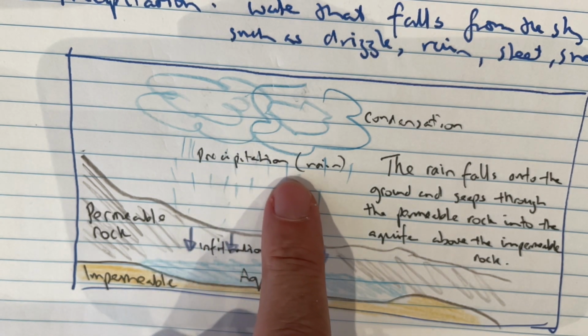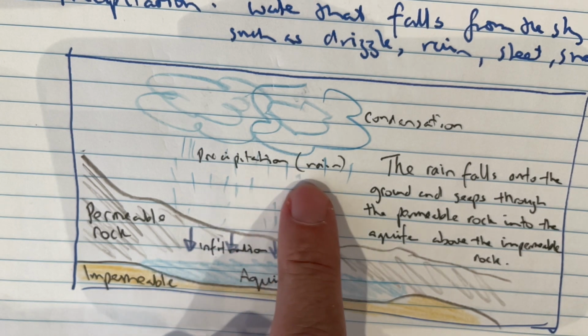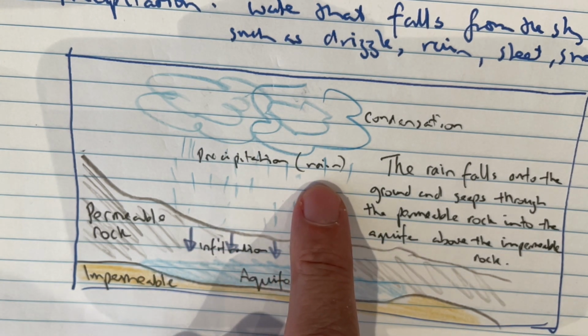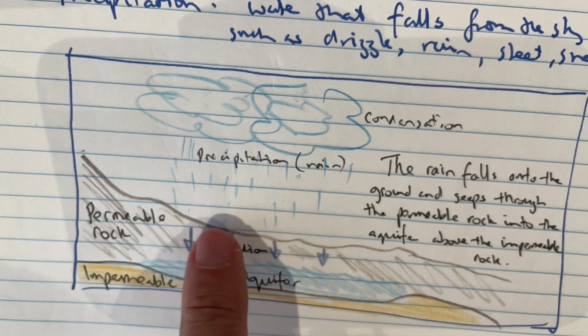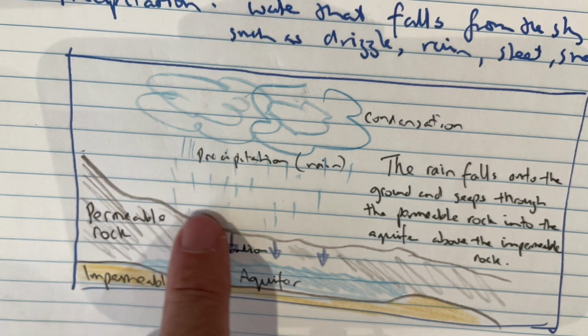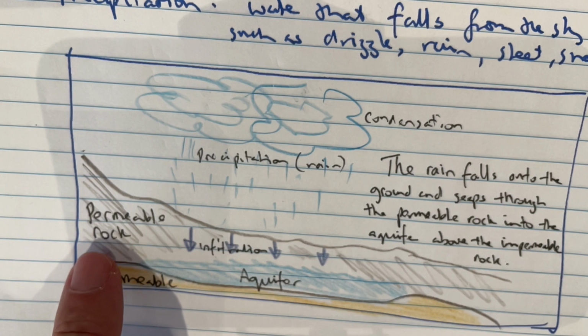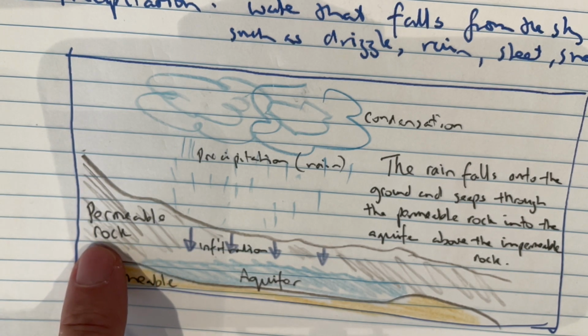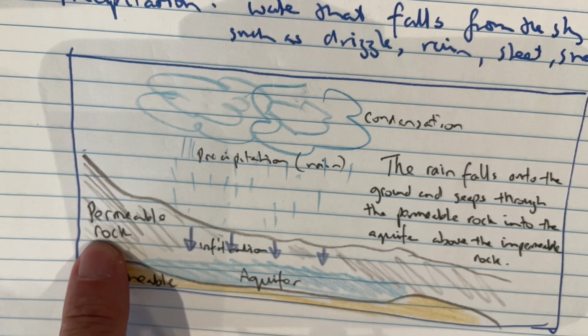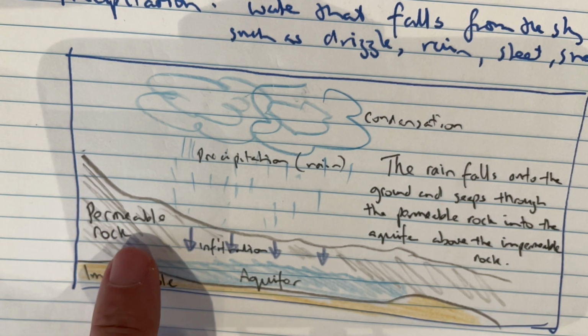That rain's going to fall down onto our ground. Now, our ground is made up of two types of rock. The first type is our permeable rocks. This is the rock the water can soak through, and we colour that one colour. We also then have some arrows that indicate the infiltration. So they need to be going downwards from the surface into the rock and heading towards the aquifer.